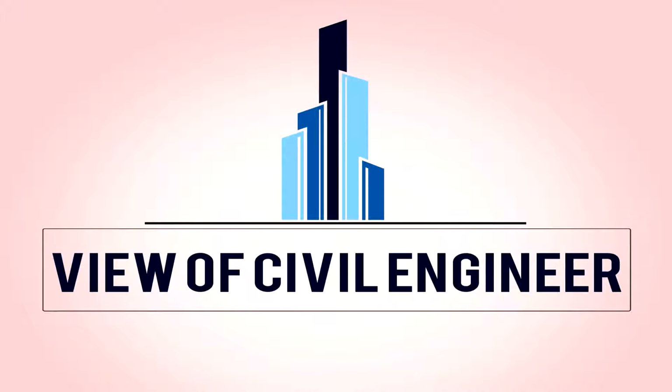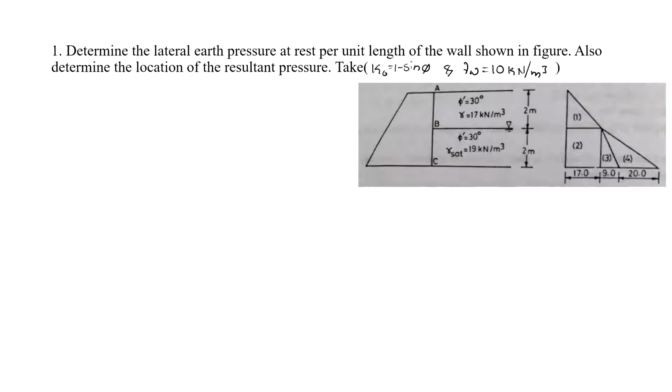Up to now we discussed earth pressure and various types of earth pressure, as well as Rankine earth pressure theory. Now we are going to solve one problem related to earth pressure. It is in at-rest condition. Determine the lateral pressure at rest per unit length of the wall shown in the figure. Also determine the location of the resultant pressure, that is, where the entire pressure is acting on the structure.